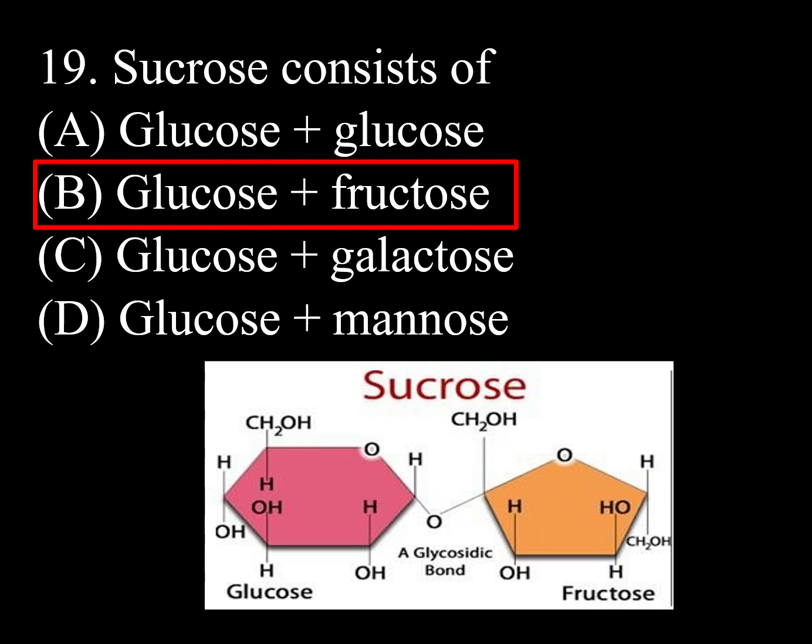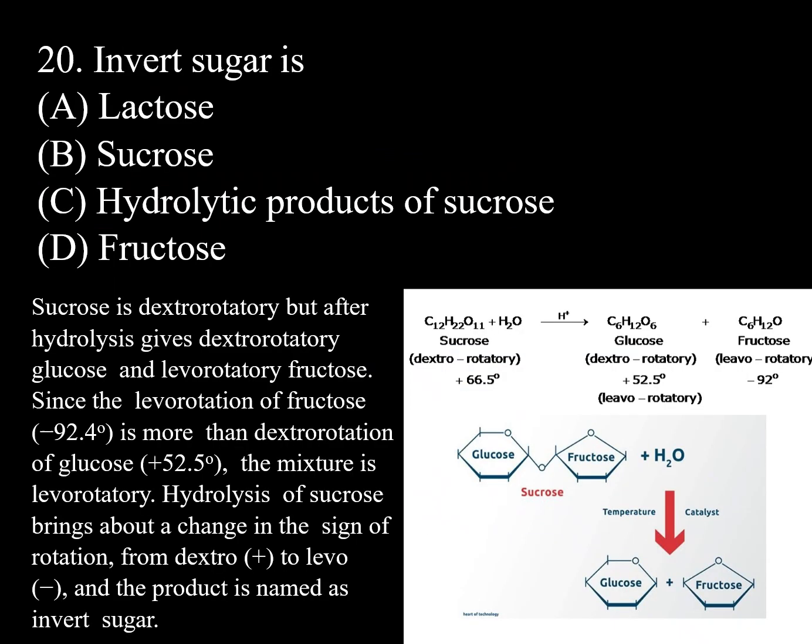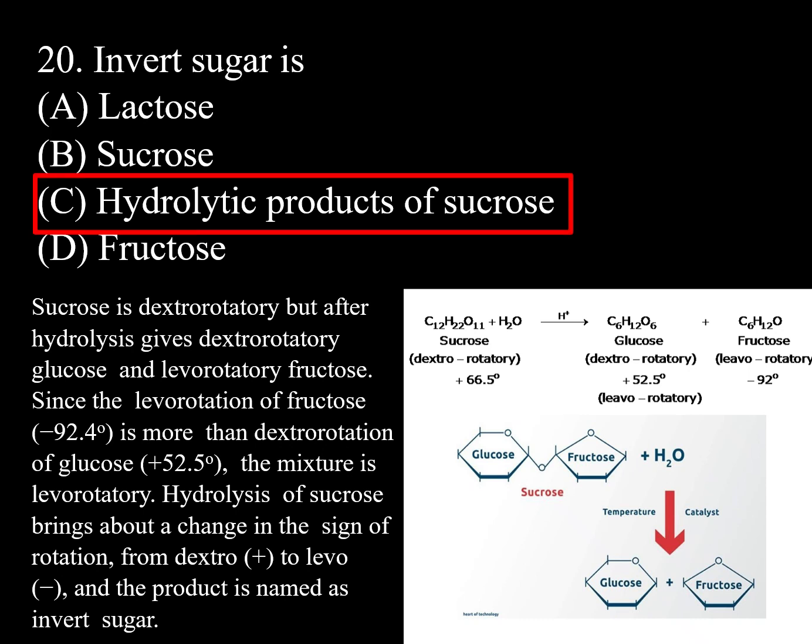The other MCQ, question number 10: invert sugar is which of the following? A. Lactose, B. Sucrose, C. Hydrolytic products of sucrose, and D. Fructose. The right option is hydrolytic products of sucrose. Invert sugar is the hydrolytic products of sucrose. As we have seen, sucrose is a disaccharide made up of two monosaccharide units, glucose and fructose.